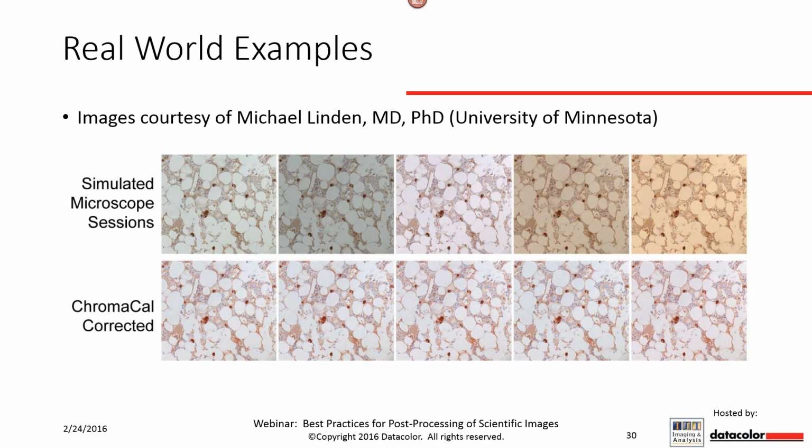And I have one final example to show you, and this example comes from a recent article that was authored by Dr. Michael Linden at the University of Minnesota, and it was published in the Journal of Histochemistry and Cytochemistry. This image shows variability that can be seen between different imaging systems or imaging sessions, as exemplified across the top row. And in the bottom row, the consistency and comparability that you can achieve using ChromaCal color correction.